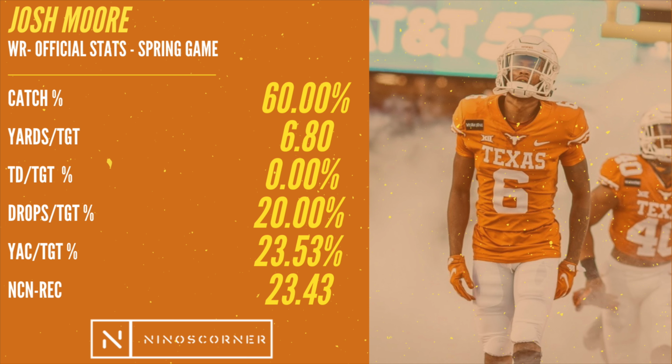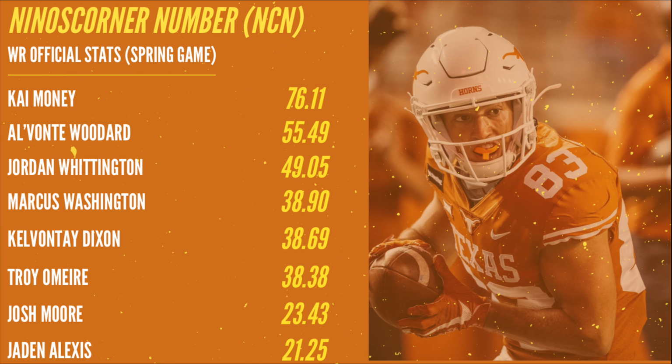So if we go back and look and just rank these guys, Kai Money 76.11 for the NCN. The next person in line was Savante Woodard at 55.49. Next was Marcus Washington at 38.9. Next is Cavante Dixon, 38.69. Then Troy Murray with 38.38. And sorry, guys, Jordan Whittington was actually third with 49.05. And then Josh Moore at 23.43. All right, guys, let's go. And on the next slide, we're going to talk about the first downs per target and where these Texas players ranked.